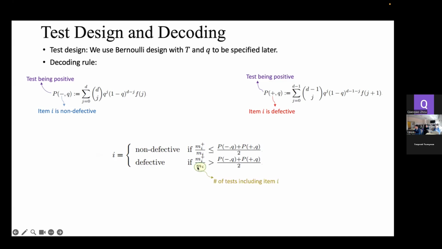So m_i denotes the number of tests which include item i, and m_i superscript plus indicates the number of positive tests which include item i. So we compare the fraction of positive tests with this parameter. If it is larger than the parameter, then we say the item is defective. If it is smaller than this parameter, then we say it is non-defective.